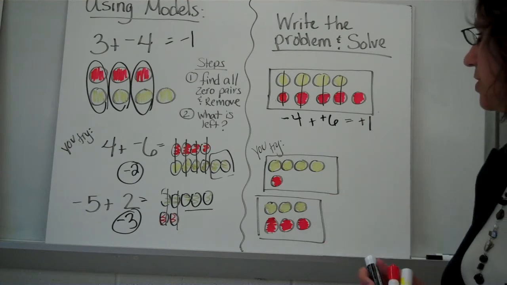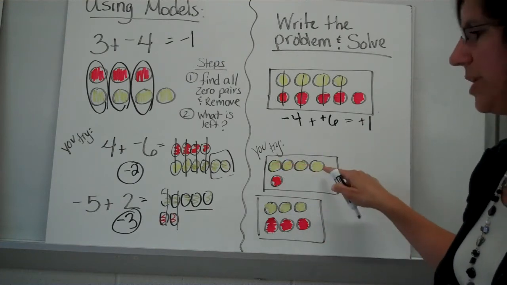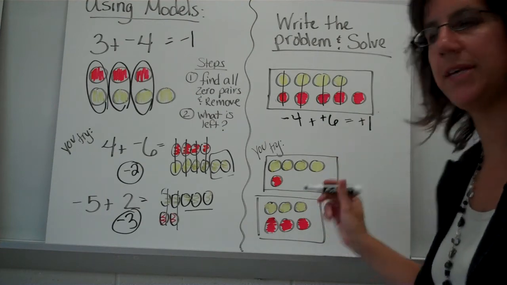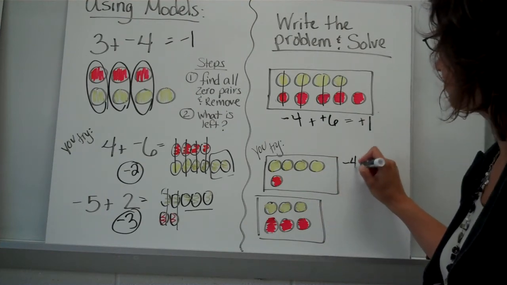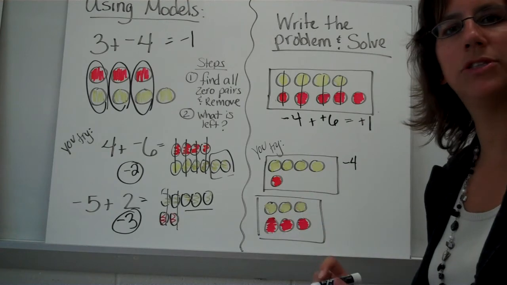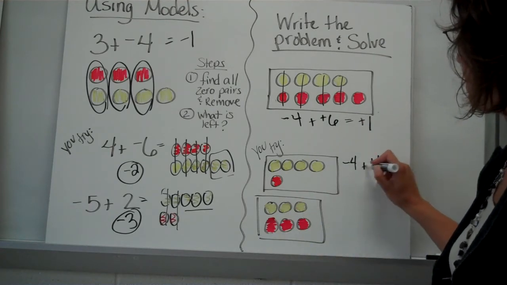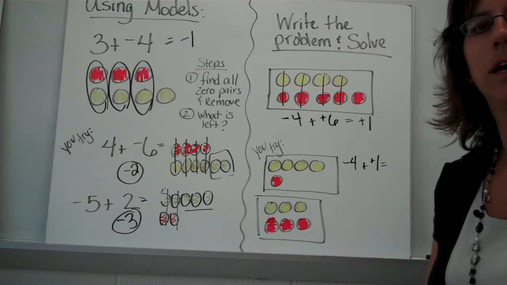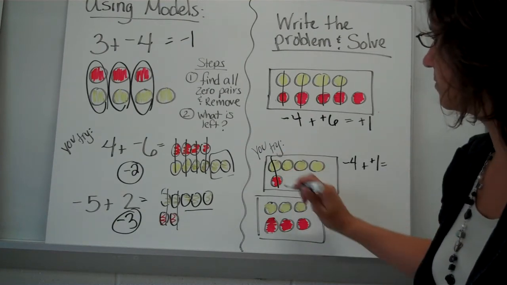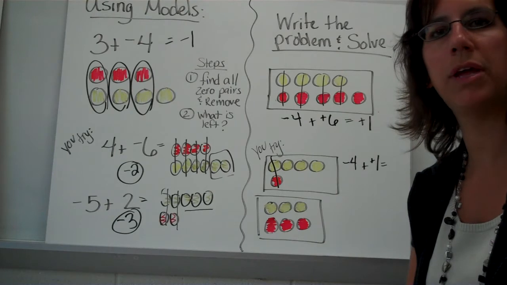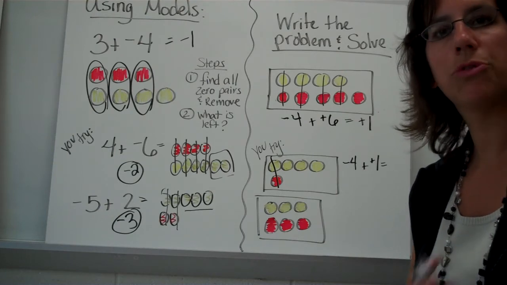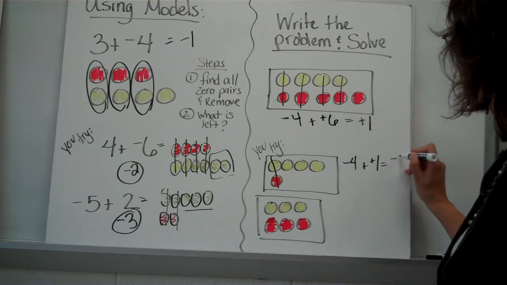All right, let's take a look at this one. We have 4 yellow circles, and what did the yellow represent? -4. Okay, we have 1 red circle, and that represents a +1. If we add them together, let's find all of our zero pairs and see what's left. We have 3 yellow circles left. So 3 yellow circles would be -3.